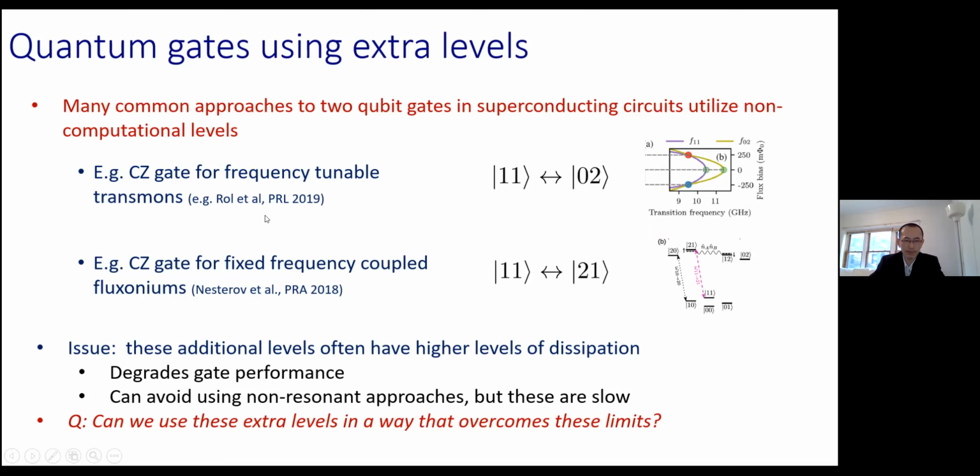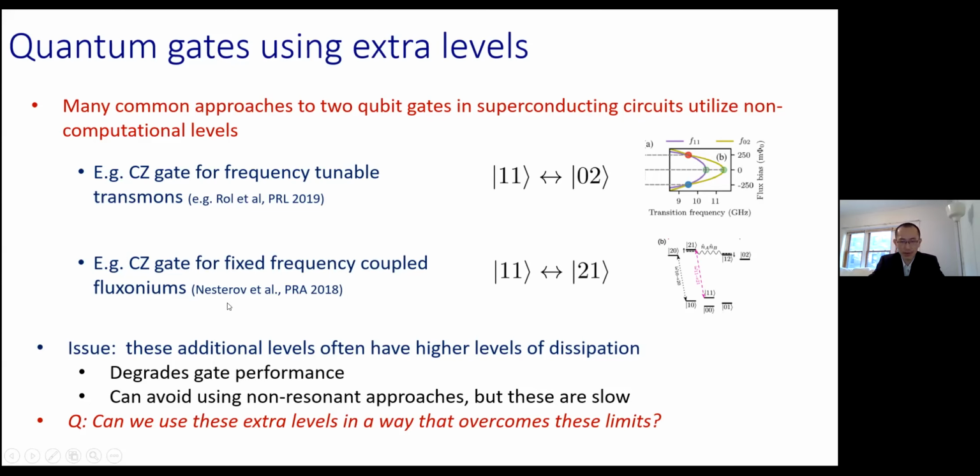The idea of using non-computational states can also be applied for a two-qubit gate in fixed-frequency coupled fluxonium, where here we drive the 1,1 and 2,1 transitions. If you drive the transition such that the population is transferred from 1,1 to 2,1 and back, then we can imprint a phase on 1,1. In that case, we can get a CZ gate.